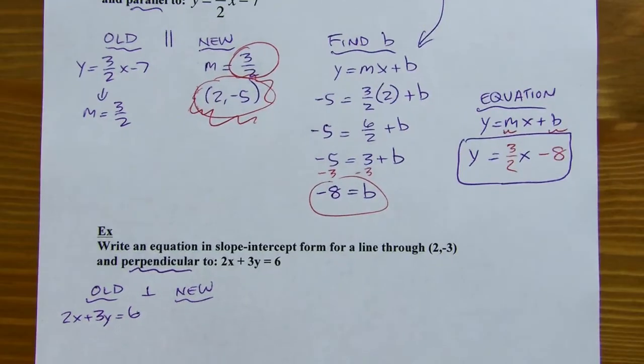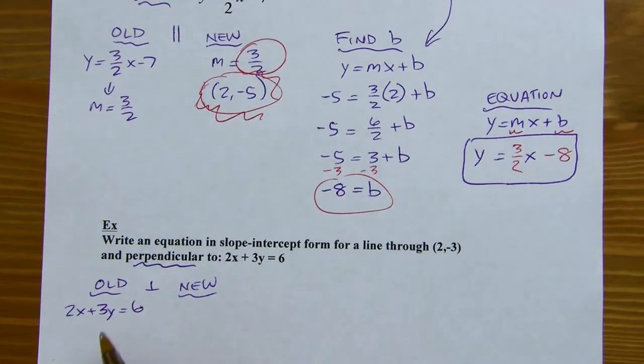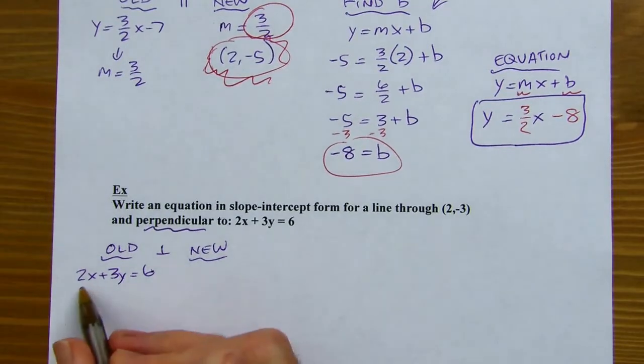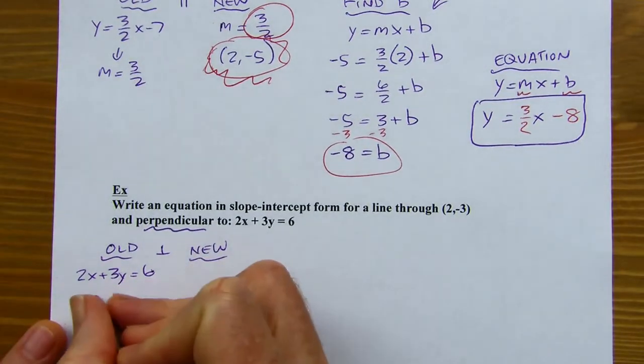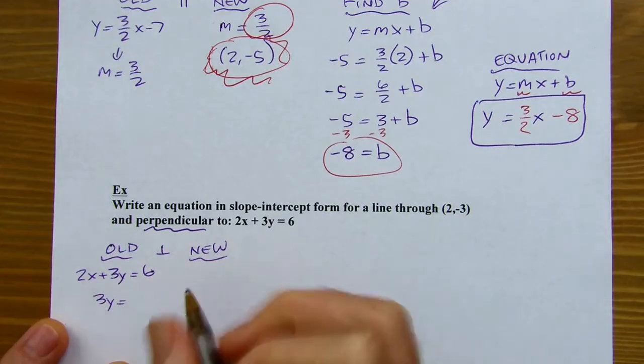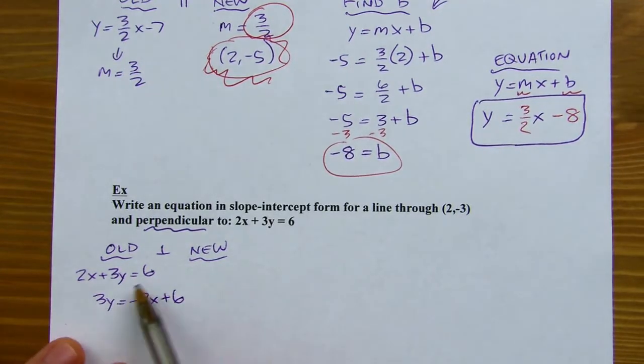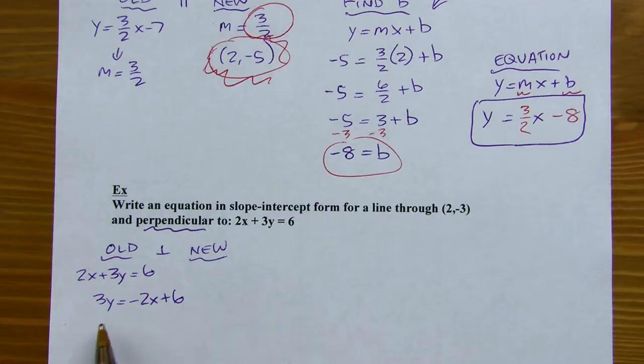I can't see the slope right now, but I can rewrite this in y equals mx plus b form. So let's go ahead and do that. I'm going to subtract 2x from both sides, and I'm going to put the negative 2x in front of the 6. You could write 6 minus 2x, but I'm trying to get it in y equals mx plus b form. So now it's pretty close. I got the y and the x and the constant in the right positions.